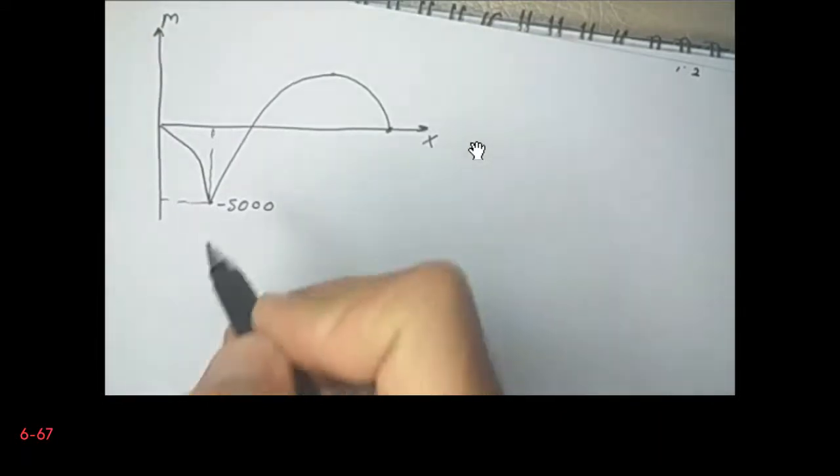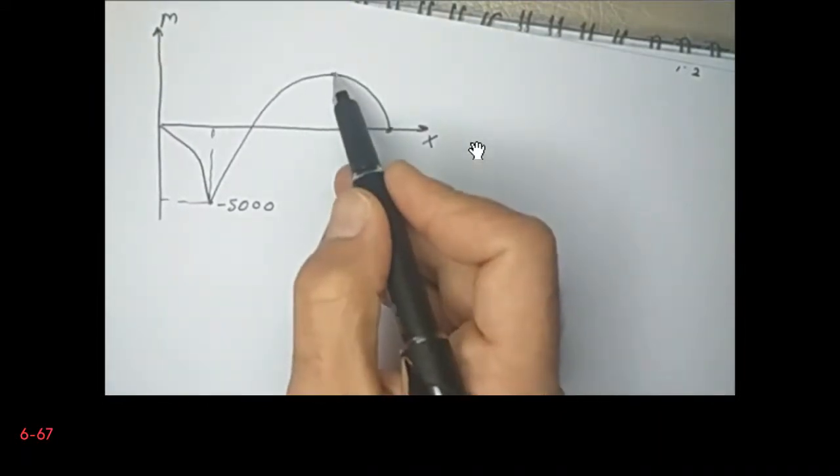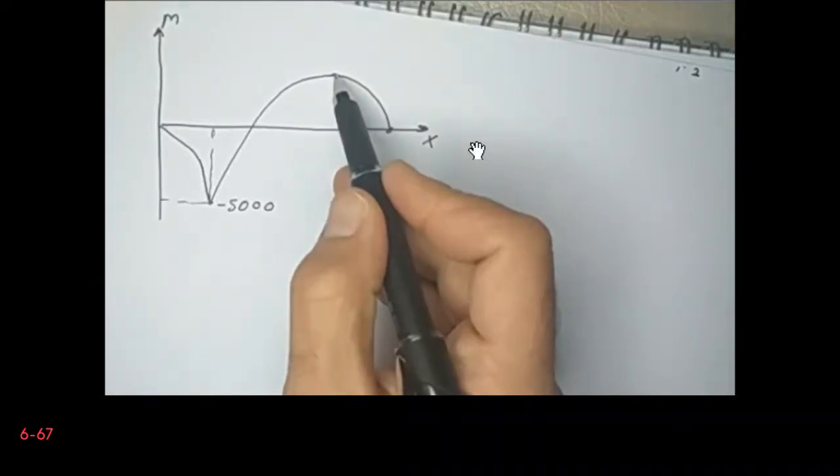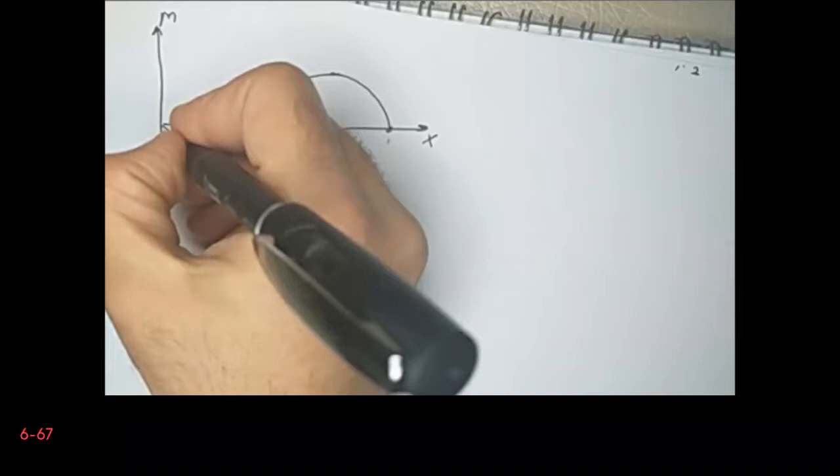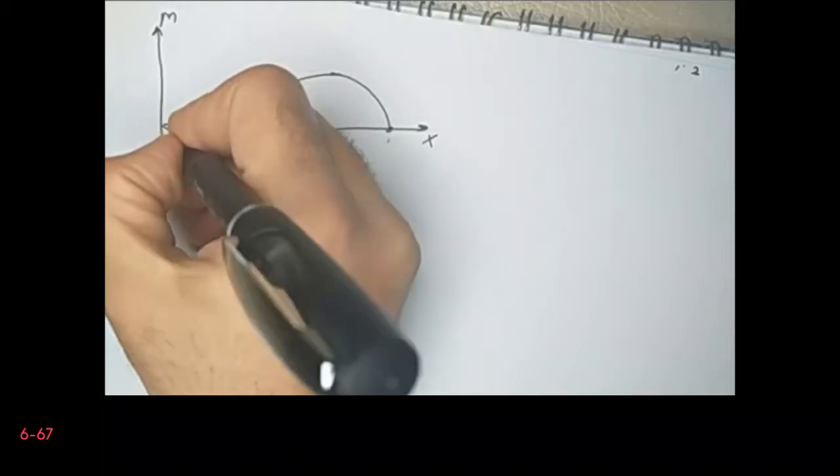Now the point is, which one is the maximum and what is the maximum value in the second part? So this is M1 of x, and this is M2 of x. In order to find the maximum, what we are going to do is we will take the derivative of M2 with respect to x, and make it equal to 0.